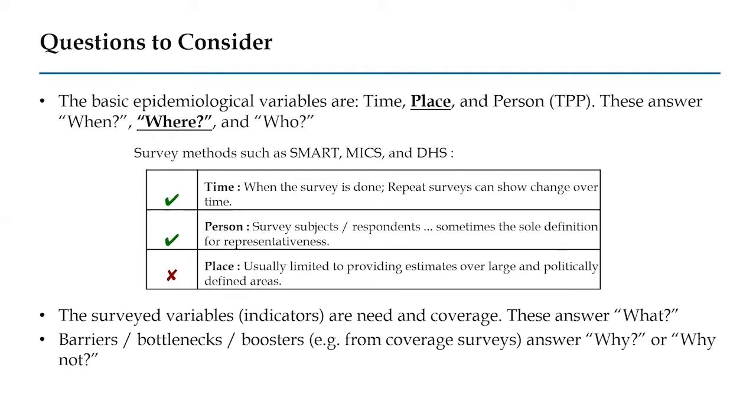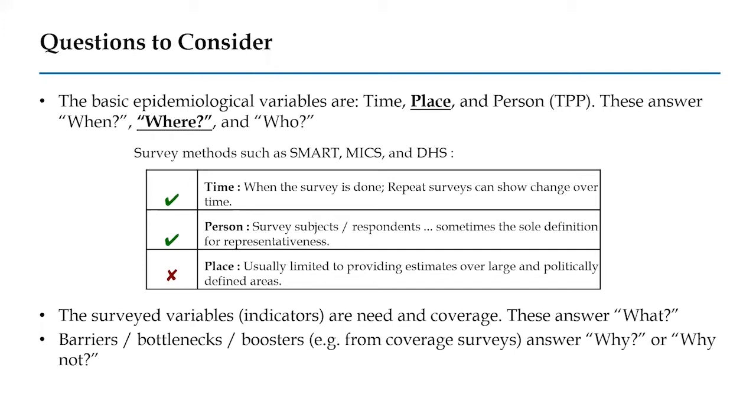Place, we seldom have place. The sample is designed to provide an estimate over quite a large area, the survey area or the district or the state. And these are large and politically defined areas, and we have samples within each of those large and politically defined areas. But there's no fine grain, no high resolution spatial definition of the presentational results.